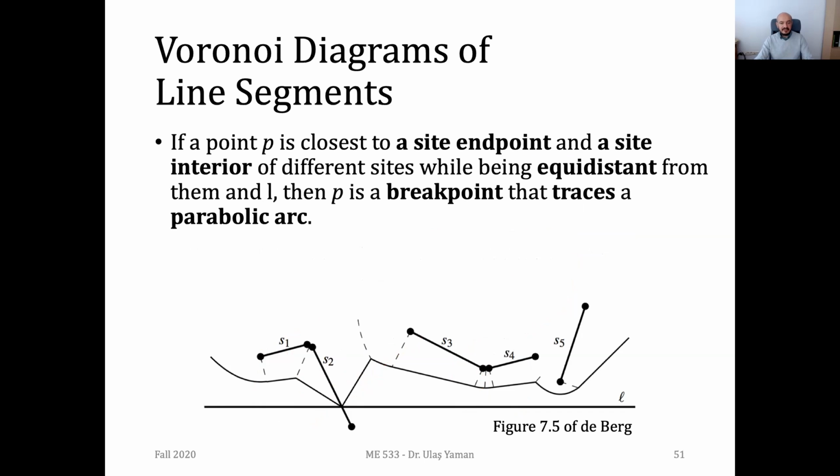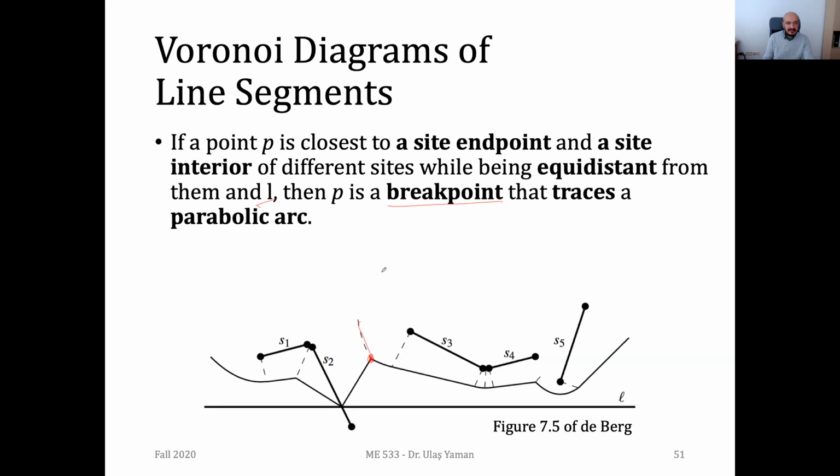Okay, now we have another case. This time, P is closest to a site endpoint and a site interior of different sites. It's not closest to two endpoints. It's only closest to a single endpoint, and it's also closest to the interior of a different site. Again, it should be equidistant from them, and also from L. If that's the case, then our breakpoint will be tracing out a parabolic arc. This is actually the only parabolic arc which is traced out. So that should be the point we are discussing.